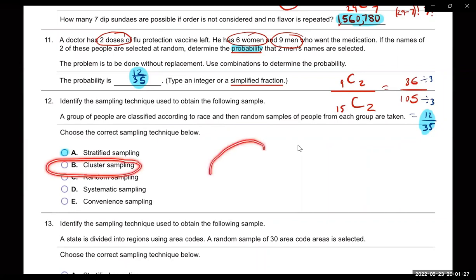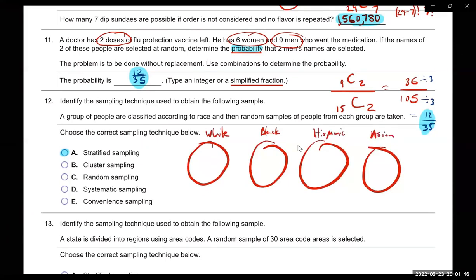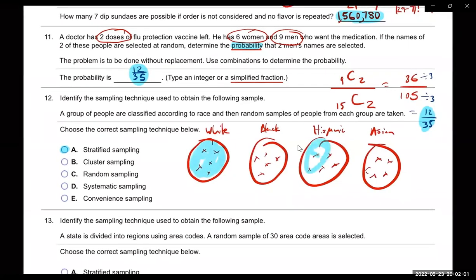Cluster is when you break it up. Let's say you break it up into race, and then you select everybody in it. Maybe you have white, black, Hispanic, Asian. Let's just say you had those, and then you have a sample in each. So cluster is when you take everybody here, for example, that would have been cluster. But stratified is when you take, maybe three of these, three of these, three of these, three of these. So you take a small sample from each group. So that's stratified. So in this case, it is stratified.